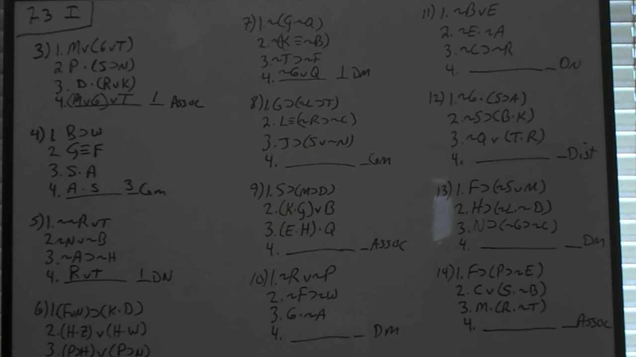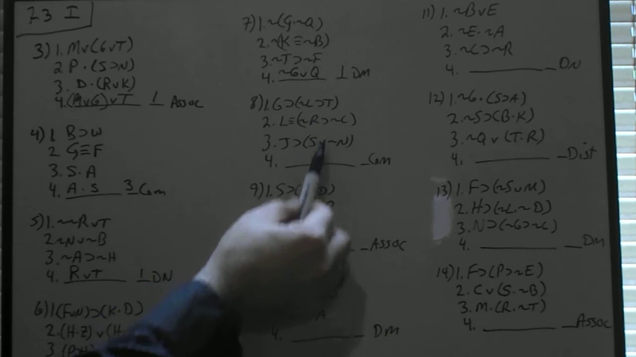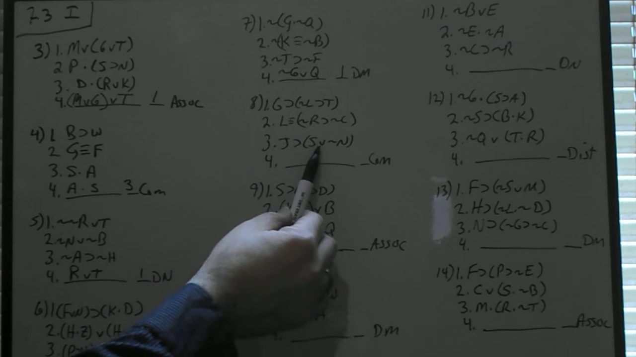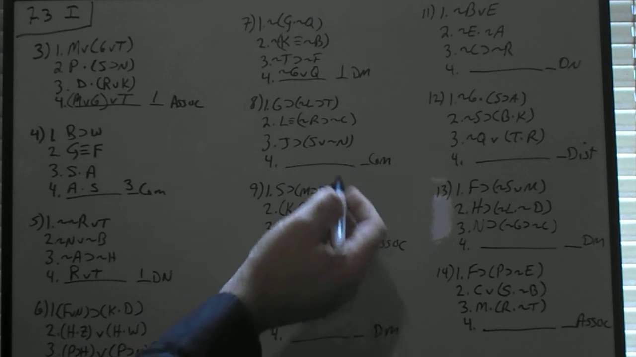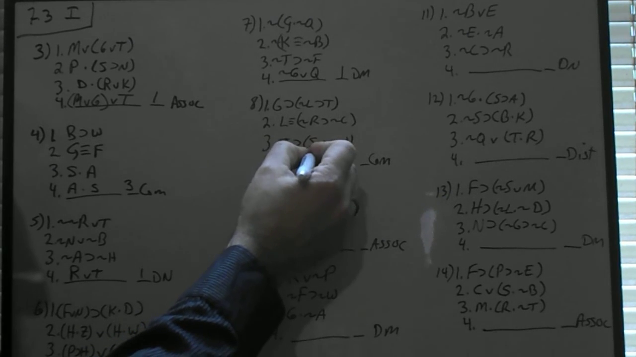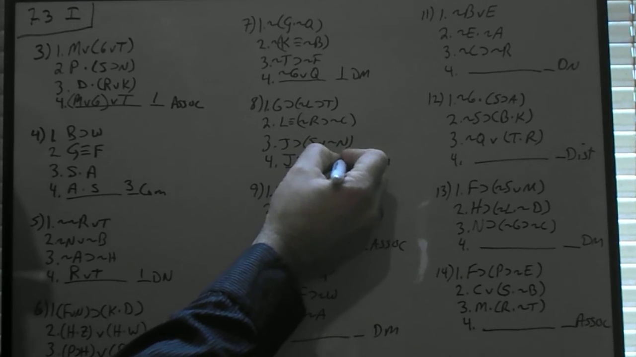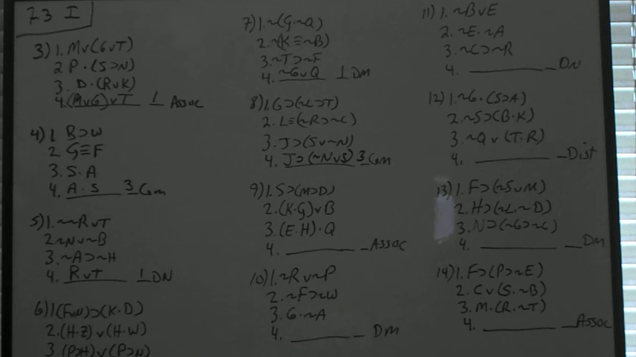Number 8, we have if G then not L then T, L if and only if not R, then not C, J then S or not N, and they want commutativity. Now obviously you can't use it on the whole thing, so we're looking at what's inside the parentheses. In this set of parentheses we've got the horseshoe, but on line 3 there's the wedge, and we can use commutativity with the wedge or the dot. So S or not N would become, in the parentheses, not N or S. So line 4 would be if J then, and then in parentheses not N or S, from 3 through commutativity.